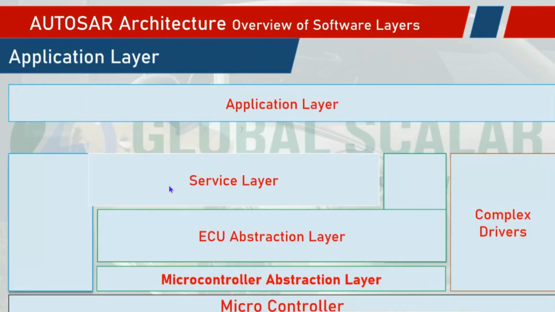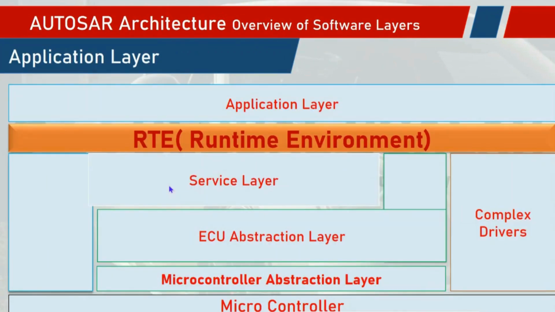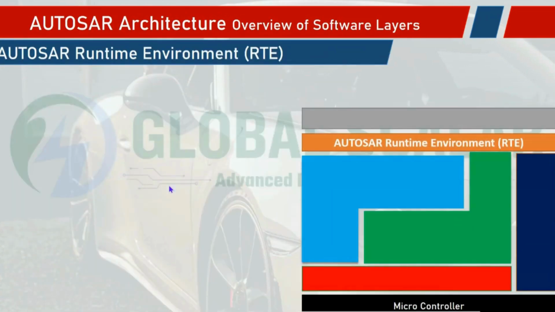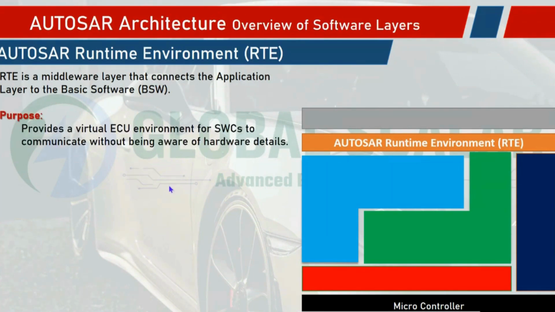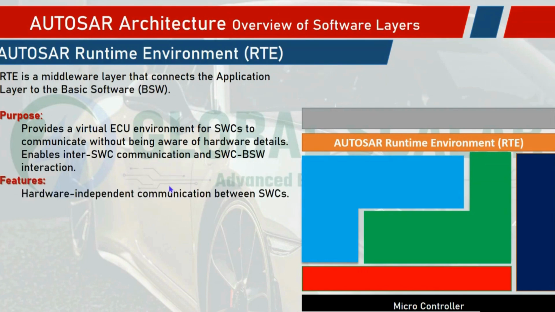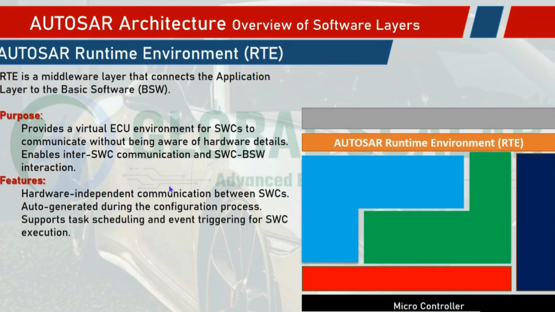So mainly the data exchange, and we have the RTE under the application layer. Specifically, the RTE is a middle layer that connects the application layer to the basic software. Its purpose is to provide the virtual ECU environment for the SWCs to communicate without being aware of hardware details. It enables inter-SWC communication and SWC-BSW interaction. Its features are hardware-independent communication between SWCs, it is auto-generated during the configuration process, and it supports task scheduling and event triggering of SWC execution.